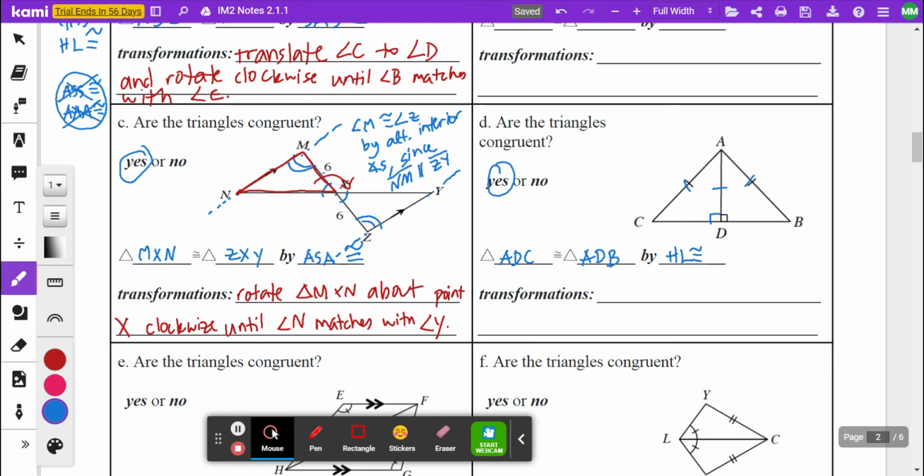Transformations. For this one, I would have a reflection. So here's my line of symmetry, and I would reflect across. So reflect triangle ADC across line segment AD, and I would land right on top of the other triangle.